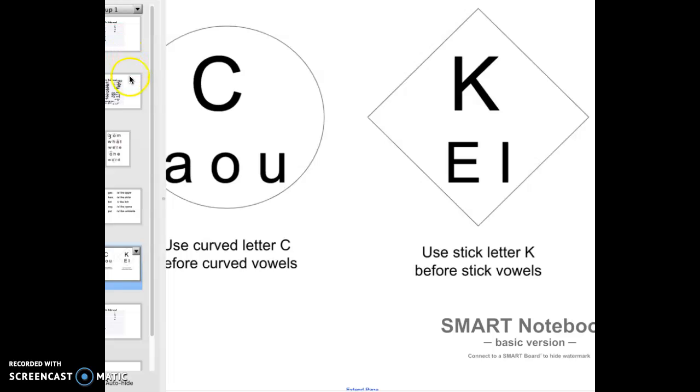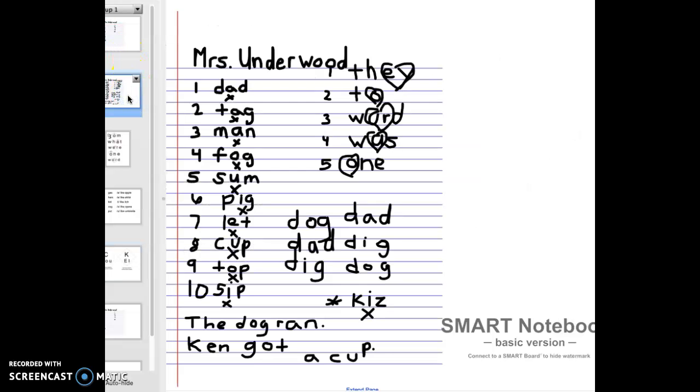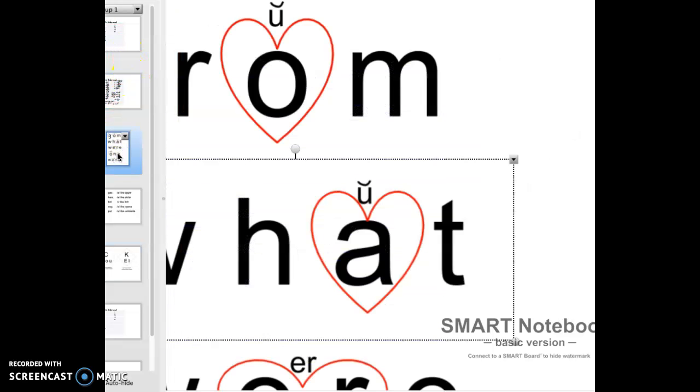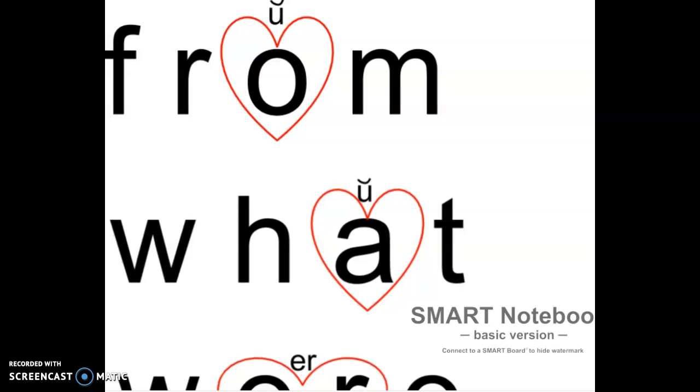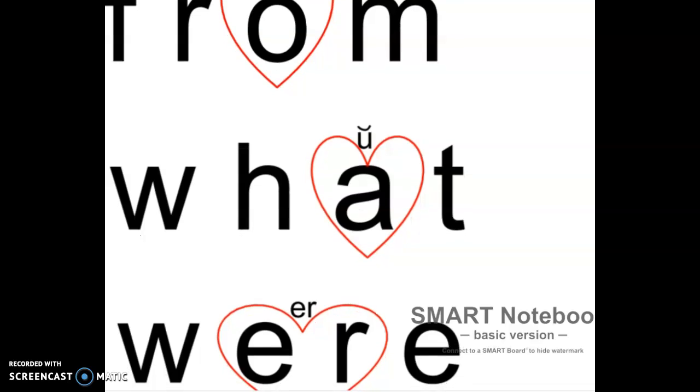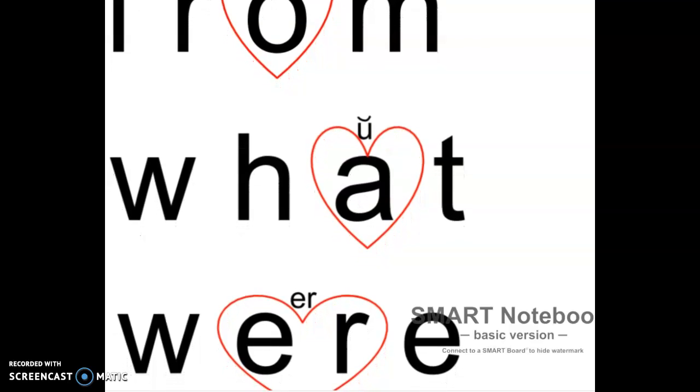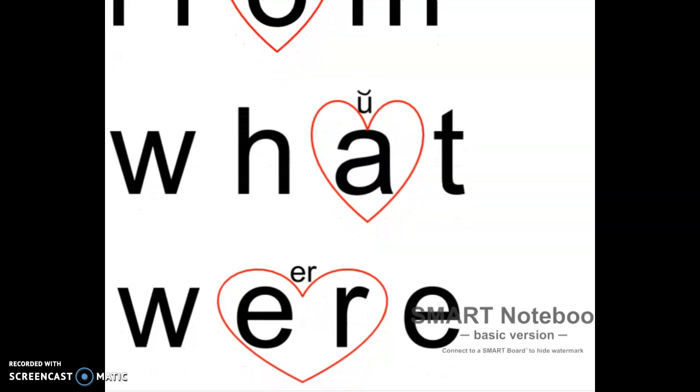Okay, let's practice our heart words because those seem to be the trickiest on our spelling test. So your heart words this week are from, with the heart around the O. Write that down on your paper with a heart around the O. Your next heart word is what, with a heart around the A because it doesn't say the A sound in the word. What, I mean. So you want a heart around the A.